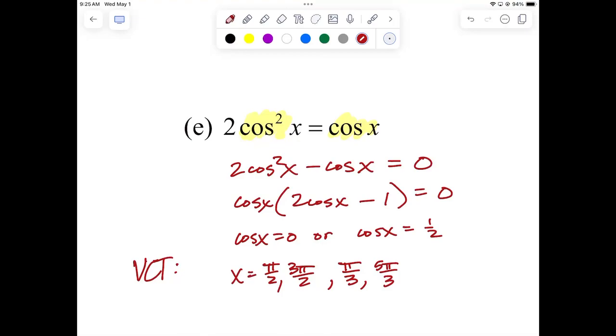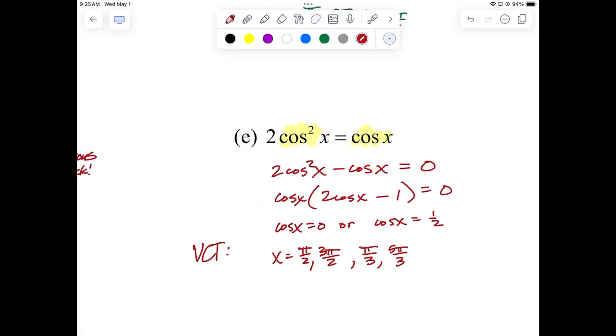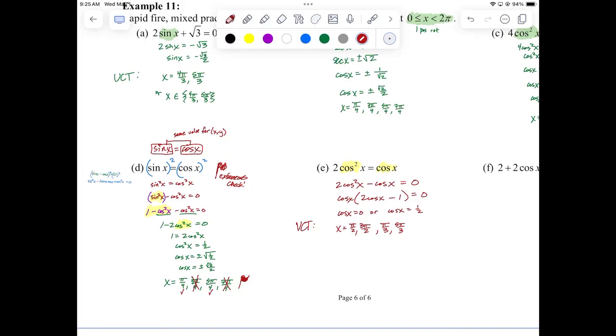Do we need to check for extraneous solutions here? Did we raise both sides to a power? Nope. Do we need to make sure they're in the domain? Do we have a denominator in our original problem? Nope. So they're all good. Those are all your solutions, and you can list them just like that.